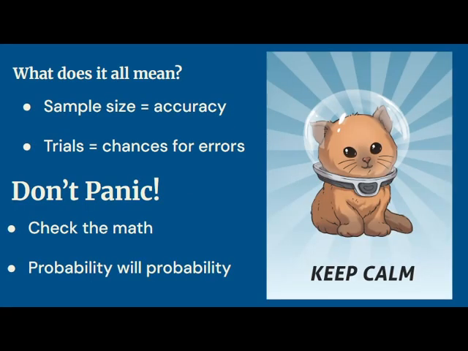So what does this all mean? While we want a large enough sample to get accurate results, we need to keep in mind that more trials will increase our chances of errors. We still need the trials. We're not going to run just 5 tests on a new medicine that could potentially hurt people. What's important is understanding how probability works, so we don't panic every time something unexpected happens. Check the math. If it's within the expected range, then it's just probability doing what probability does. And as long as things don't get too weird, you're probably fine.